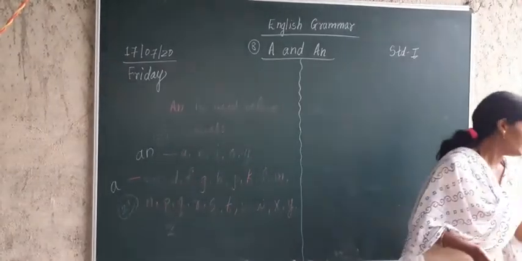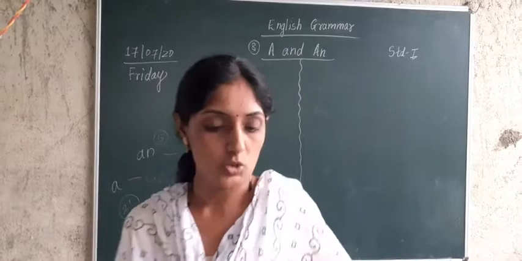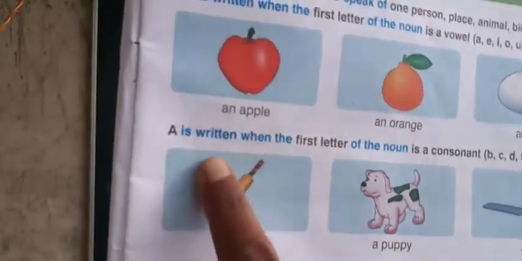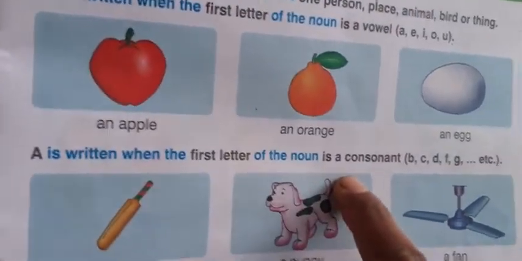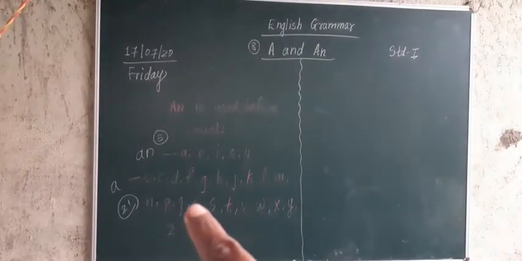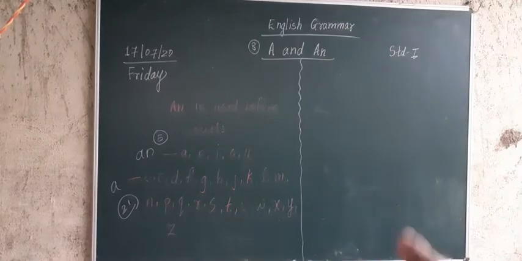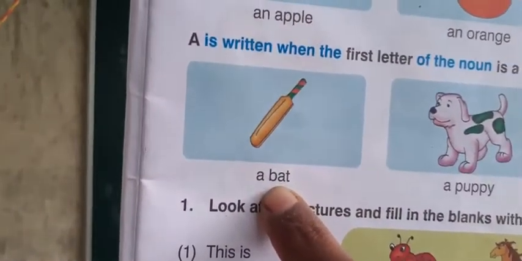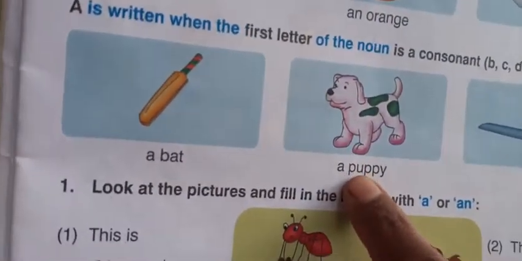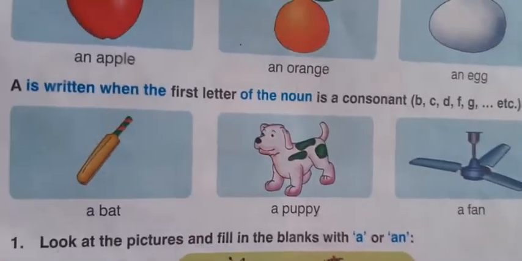Now here, look, yesterday I think we have not seen this picture. A is written when the first letter of the noun is a consonant. B, C, D, yes or no? It is there on the board. B, C, D, F, G, H, J. Correct? And here it is told that a bat. The word bat starts with which letter? B. B is a consonant. A puppy. Puppy starts with which letter? P. A fan. Fan starts with which letter? F.